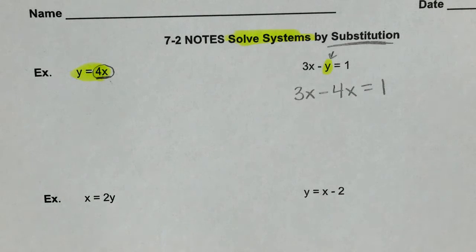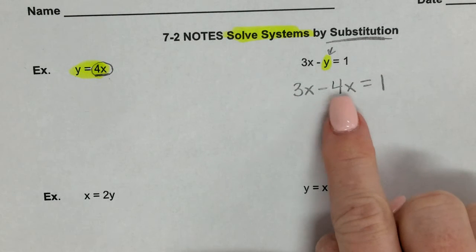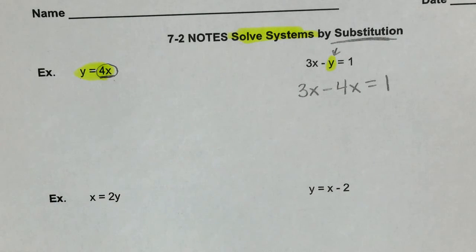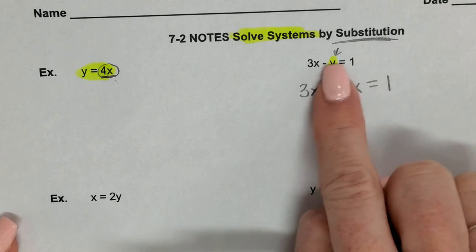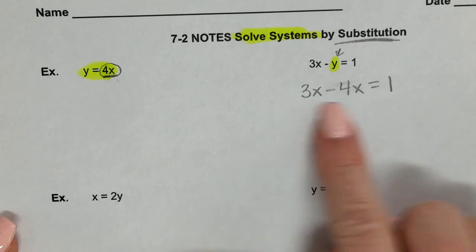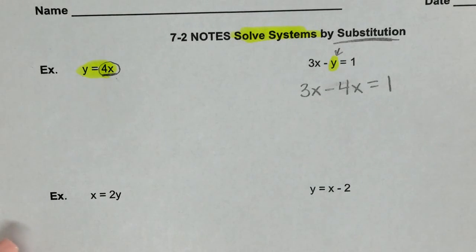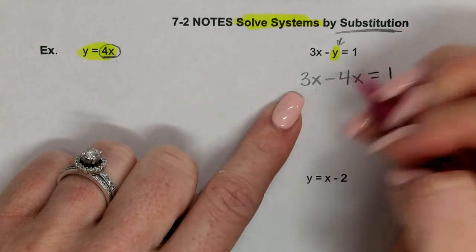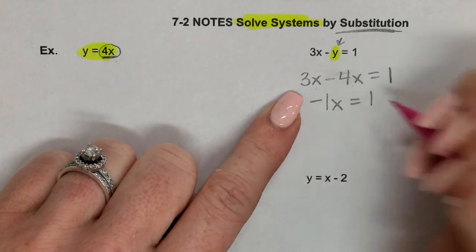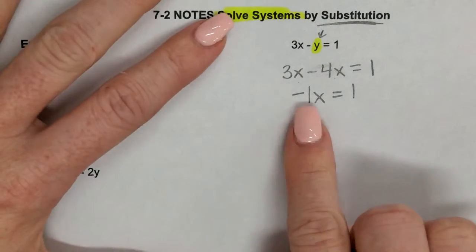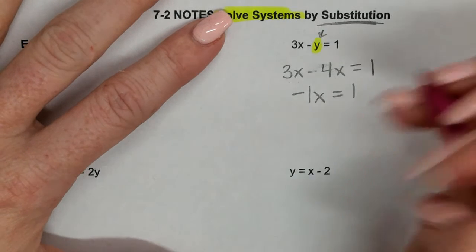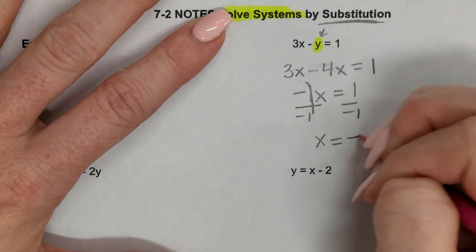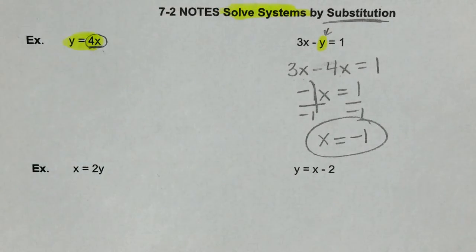What you're going to do now, look at this equation. There's only one variable, right? I had two variables here, so I couldn't solve it. But now what can I solve for? I can solve for x, and that's what I'm going to do. So what is 3x minus 4x? Negative 1x equals 1. How am I going to get rid of this negative 1? Divide both sides by negative 1, and I get x equals negative 1. You just found the x value.